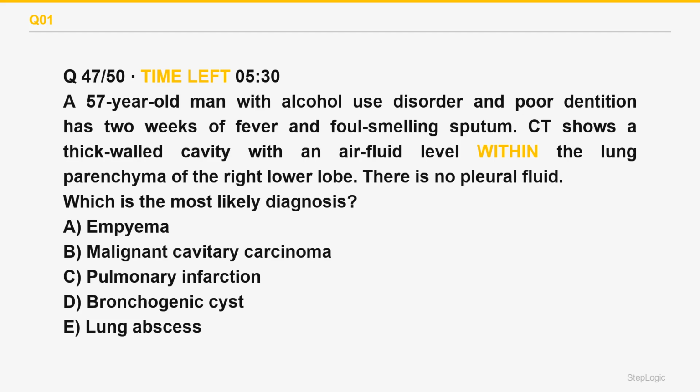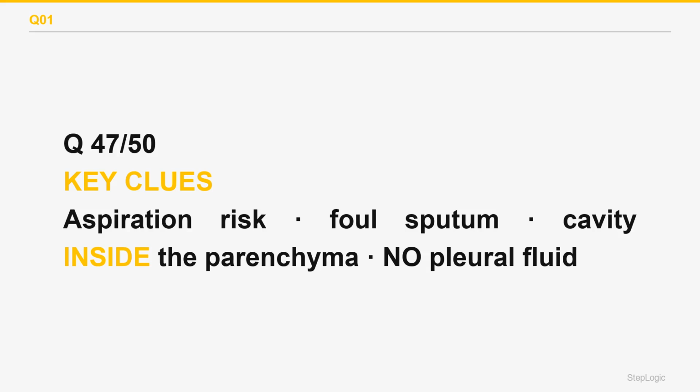Two infected collections look alike on imaging, and the discriminator is anatomic. Which compartment holds the fluid? A lung abscess is a necrotic cavity within the lung parenchyma itself, typically following aspiration, which is why alcohol use, seizures, stroke, and poor dentition are the standard risk factors, and why anaerobes such as Peptostreptococcus, Prevotella, and Fusobacterium produce the characteristically foul smelling sputum.